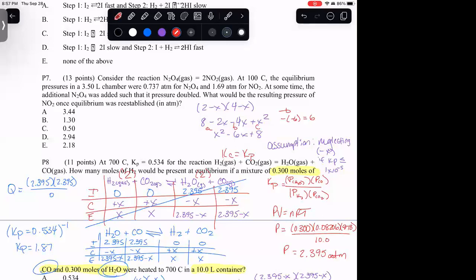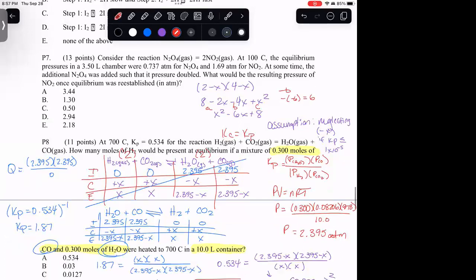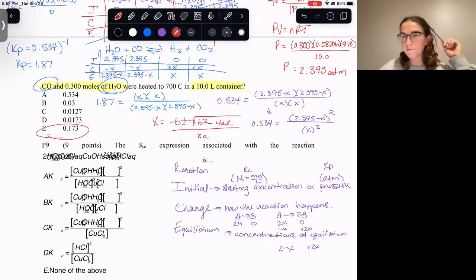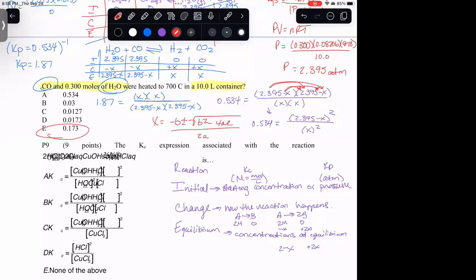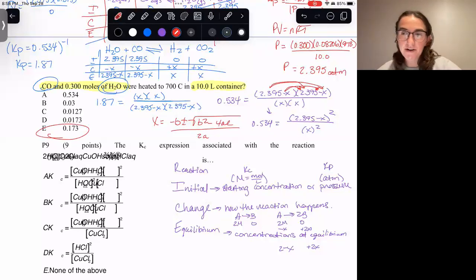So for that specific question, am I foiling the 2.395 minus x? Yes, yep. So you would do 2.395 times 2.39, right? You go here to here, and then here to here, and then here to here, and here to here. Okay, and then x is going to be the 0.173, right? Yes, at the very end, once you do the quadratic formula, then you would get x equal to 0.173. Yep.